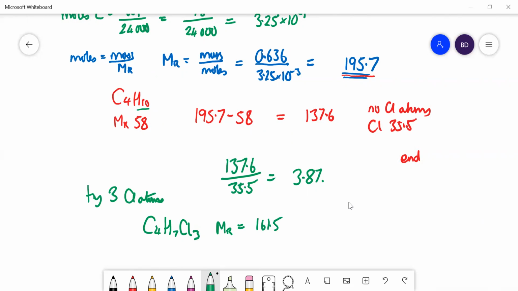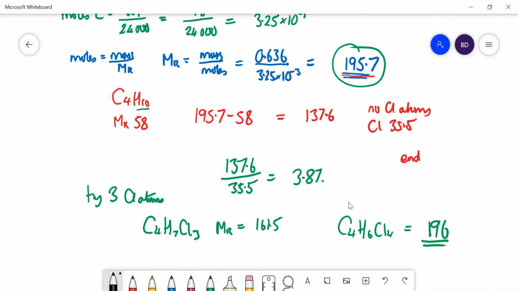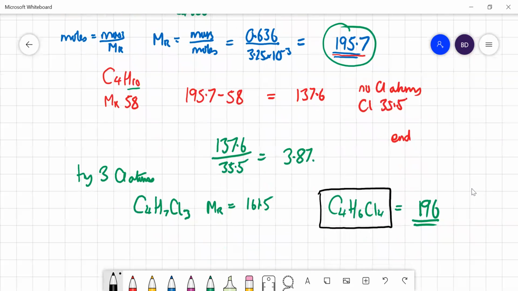So let's just try C4H6Cl4. What's that going to be? 48 plus 6 plus 4 times 35.5, 196. Okay, 196, which is pretty close to this number here. So we can safely say we've got 4 chlorine atoms substituted there. So the molecular formula of the substance is that. We don't know where those chlorines are, whether they're all on the same carbon or different carbons, but that is the molecular formula, and that's what it's asked us to do. And that is the end of the paper.